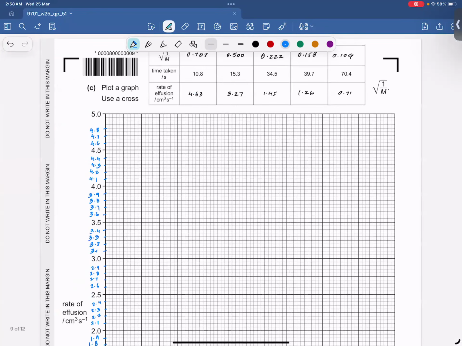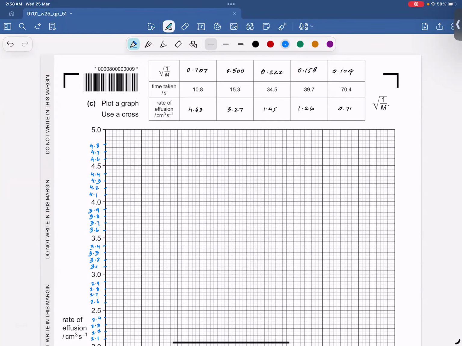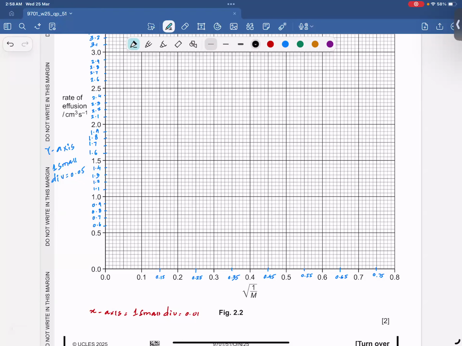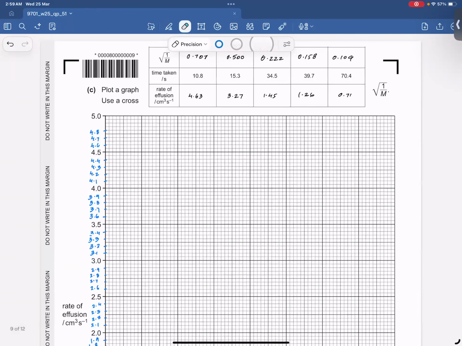Let me draw the points. So the first point is 0.707 and 4.63. Where will 0.707 go? So technically it's 4.63. Somewhere here, very close to 0.7 and 4.63, very close, because I'm not getting the exact values.